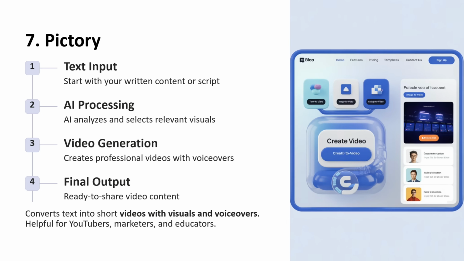Seventh one is Pictory. It starts with your written content or script. AI analyzes and selects relevant visuals, creates professional videos with voiceovers, and generates ready to share video content. Pictory converts text into short videos with visuals and voiceovers. It is helpful for YouTubers, marketers, and educators.